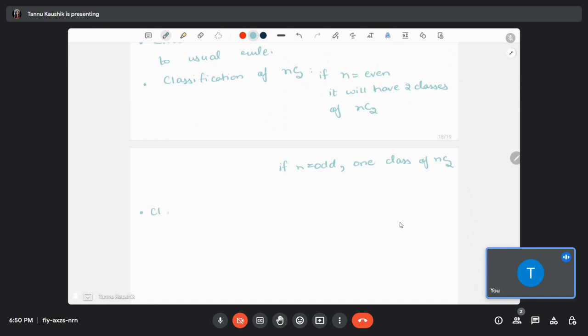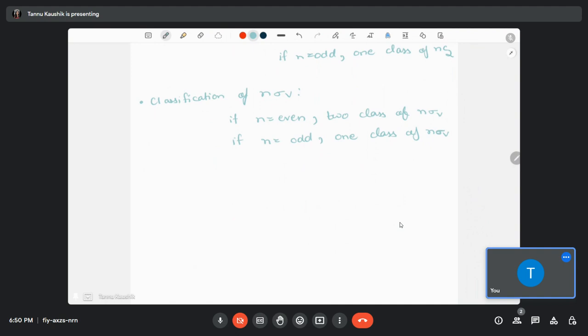And the classification of vertical planes will also be different here. Classification of n sigma v planes: if n is even, then it will have two classes of n sigma v. If n is odd, then it will have one class of n sigma v.